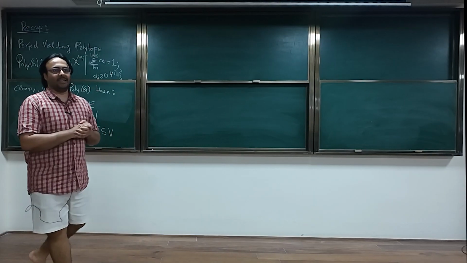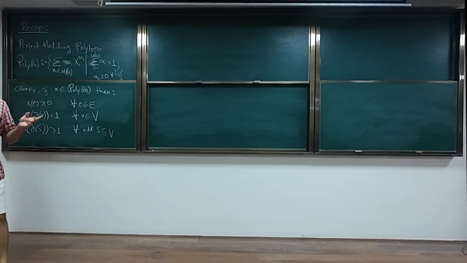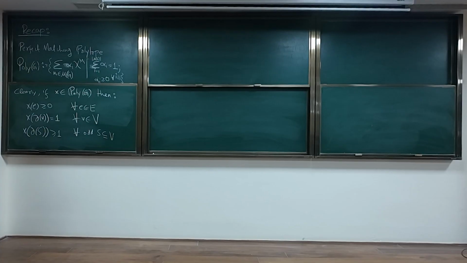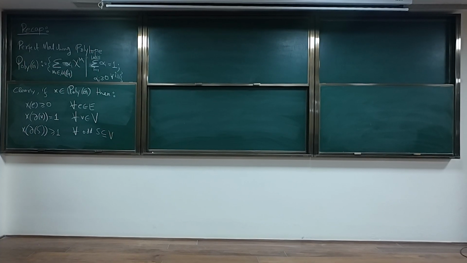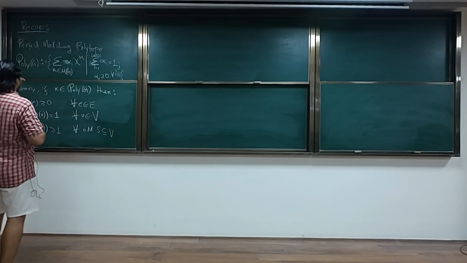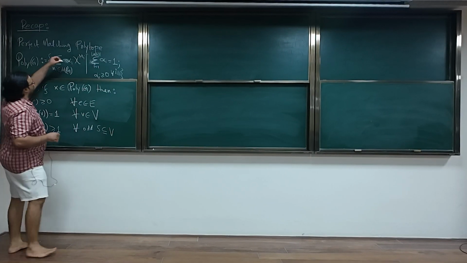So let's begin. We'll quickly do a recap, and I also want to correct a few things from the last lecture, just related to terminology. So, anyways, let's just recap what the perfect matching polytope is.